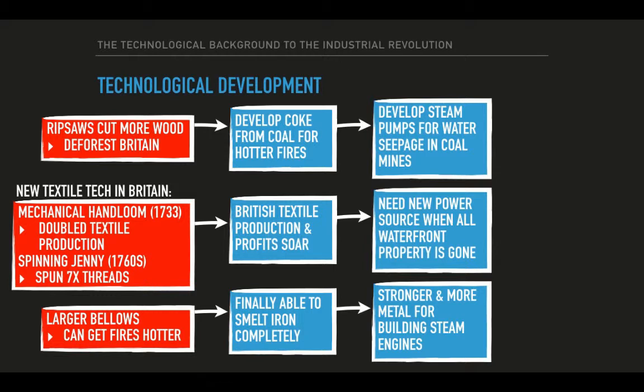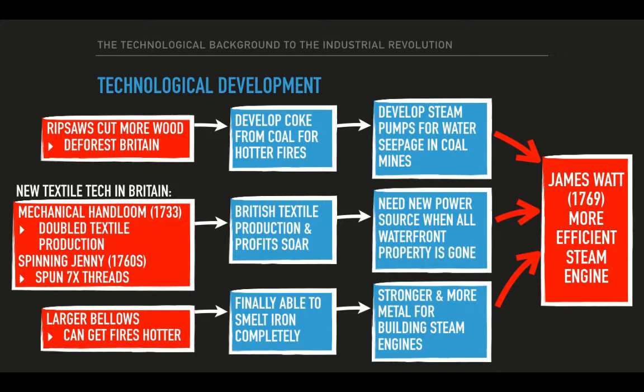More efficient models were designed, notably that of Thomas Newcomen, but a truly efficient design did not come along until 1769, when James Watt introduced a practical two-chamber steam engine that made steam power economical to use in the mines.